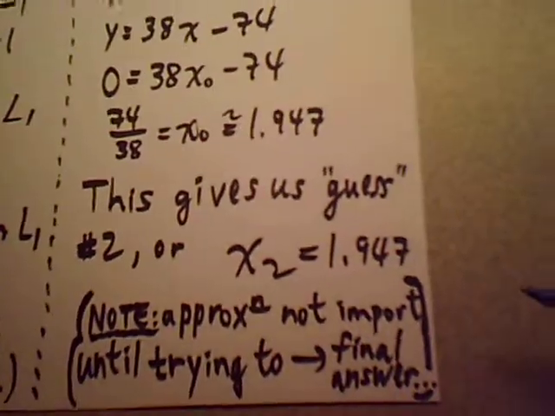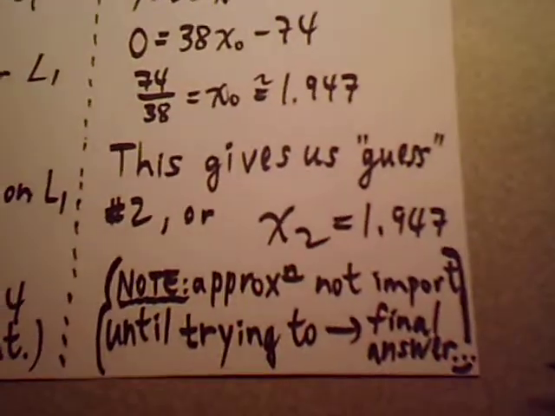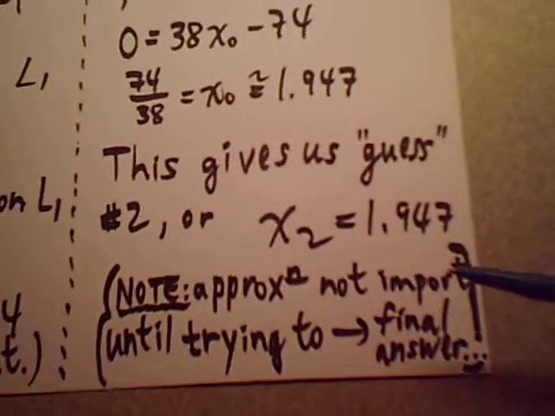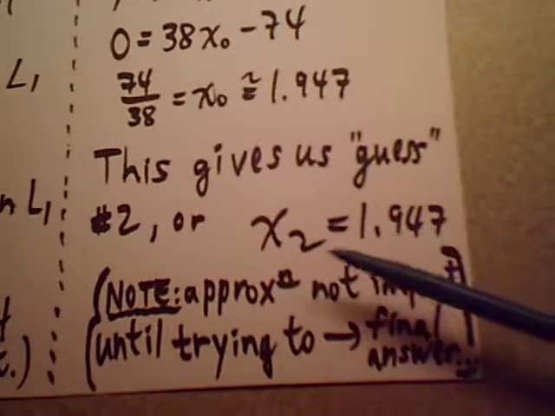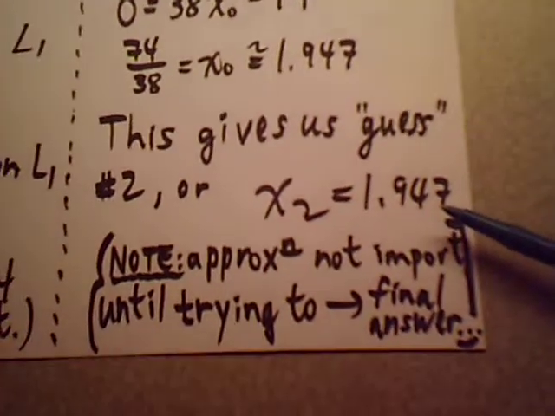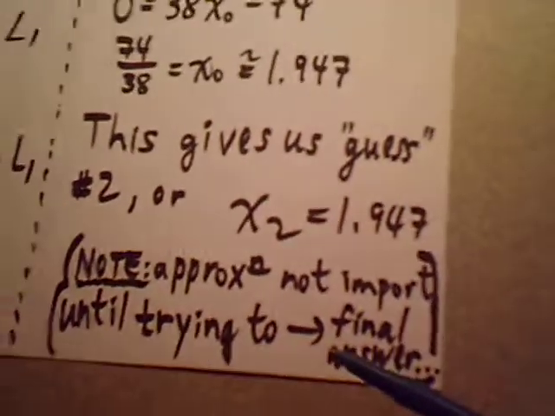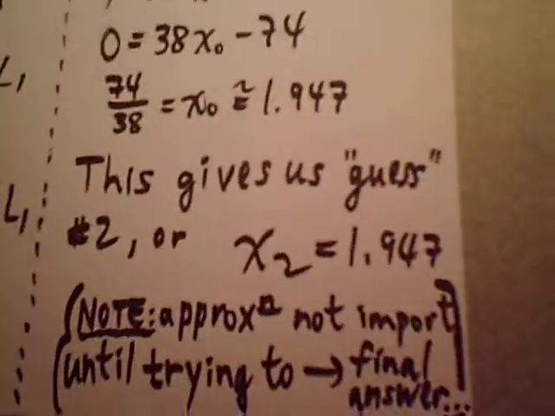Alright, so this x-intercept is actually our guess number 2. I could say guest number 2 if it was a talk show, but we'll try to keep it a little bit serious here. So x2 is 1.947, and this is what I was talking about, the approximation.